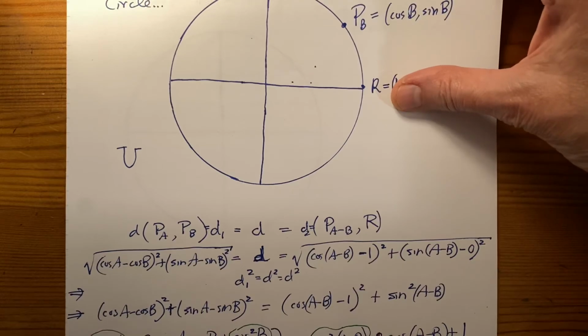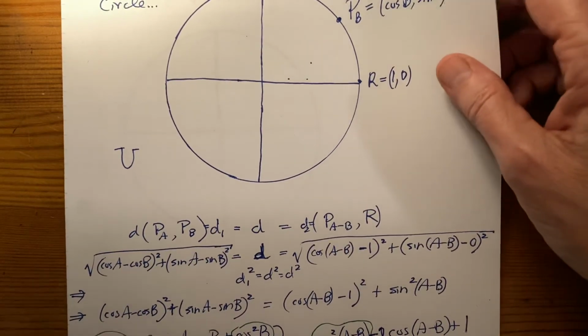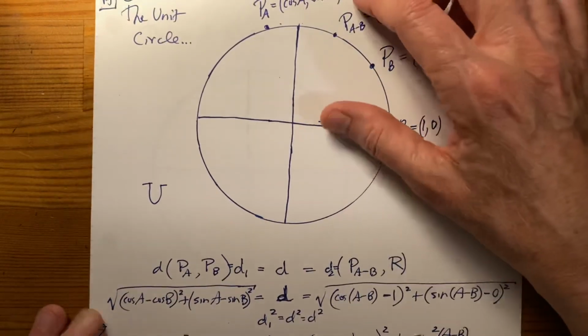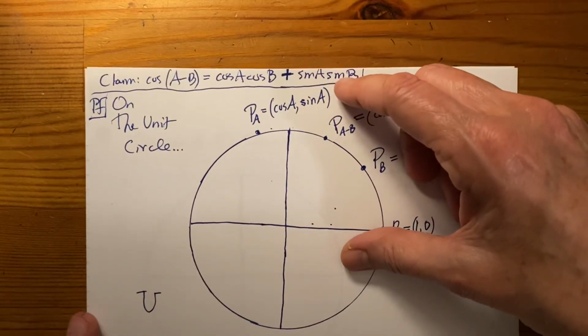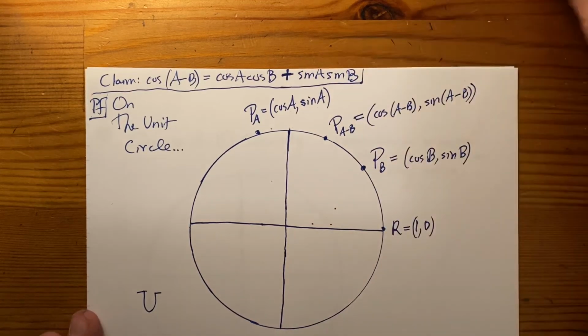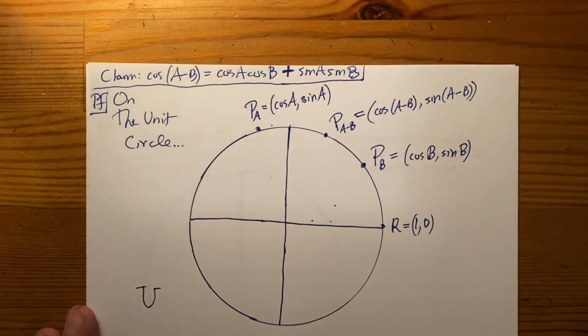And I will make that the end of this video. And in the next video, I will show you about 16 identities that fall out of this one, plus a little help from another set of identities. Okay, next video.